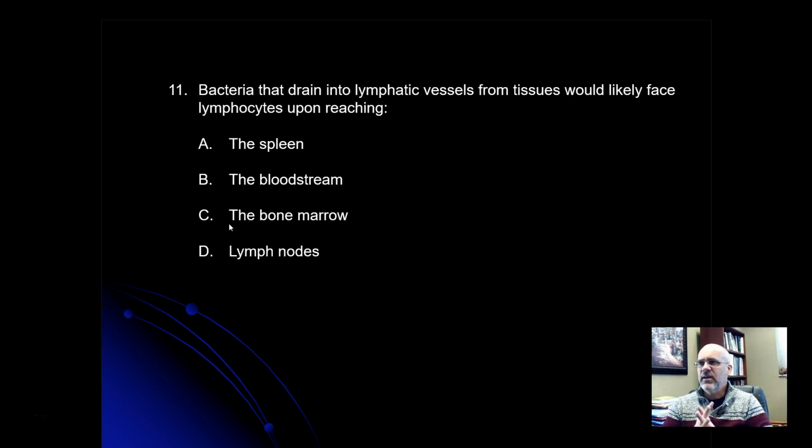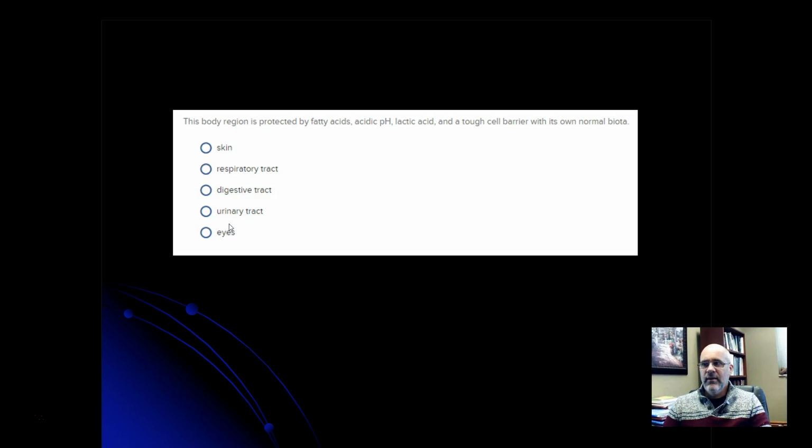Okay, bacteria that drain into lymphatic vessels from tissues would likely face lymphocytes upon reaching... So remember, if you have an infection in a tissue, excess fluids are going into your lymphatic vessels, and if bacteria are there, they're going to drain into those lymphatic vessels as well. And where do they get picked up by lymphocytes? That's going to be in the lymph nodes. Remember, the lymph nodes are going to filter that lymph. And then once the filtered lymph leaves the lymph node, it's going to eventually be dumped back into the bloodstream in the subclavian vein. So it winds up getting returned back to the blood.